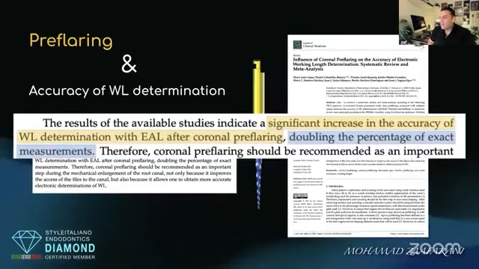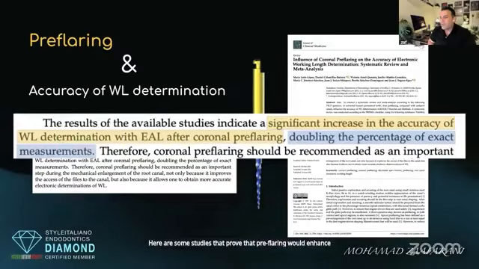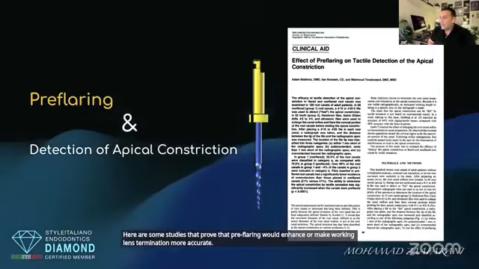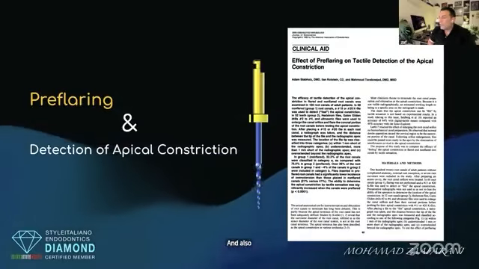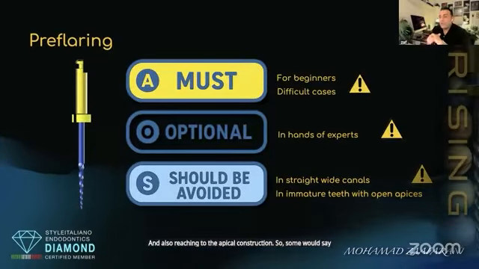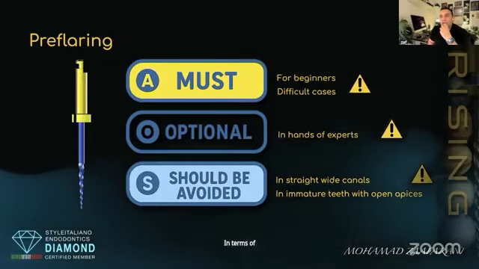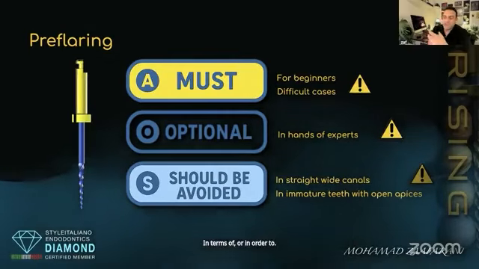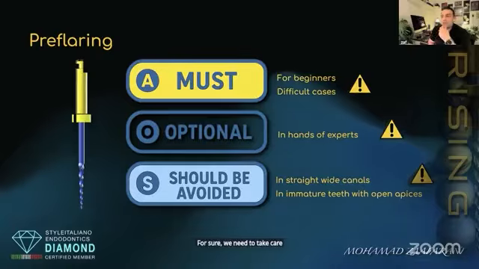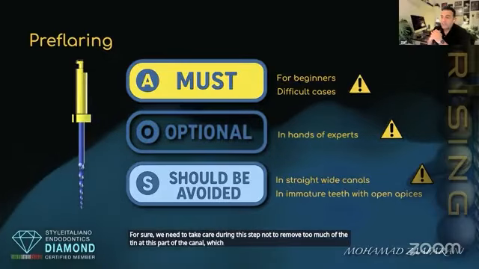Here are some studies that prove that pre-flaring would enhance or make working length determination more accurate, and also reaching the apical constriction. So some would say that we need to avoid the pre-flaring step in order to preserve the pericervical dentine. For sure, we need to take care during this step not to remove too much dentine at this part of the canal, which we know is very important.